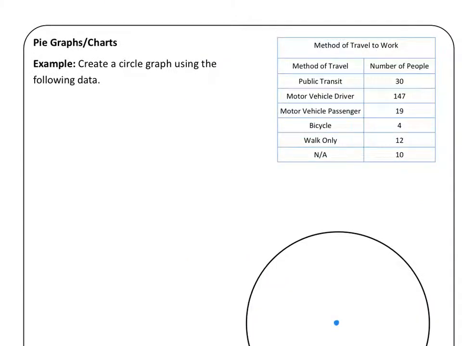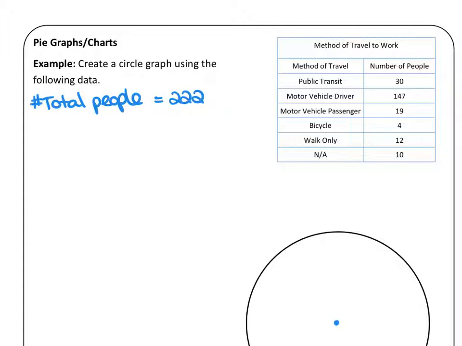So the last type of graph is what they call a pie chart or a pie graph, which is a graph that's done in a circle. This one requires a little bit more math if you're going to do it by hand, but I'm going to show you how to do it. So the first thing you're going to do is total the number of people. So we're going to add them all up. Plus 19 plus 4 plus, and I get a total of 222.